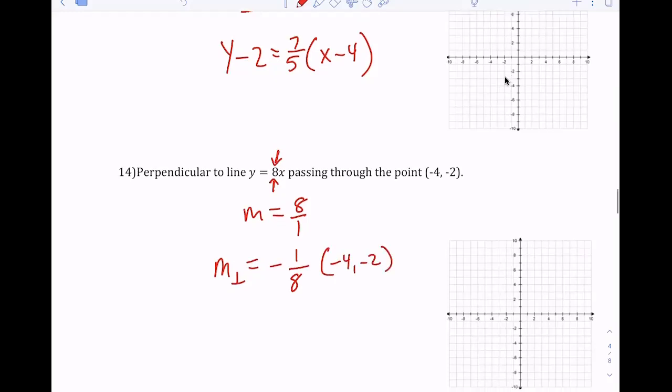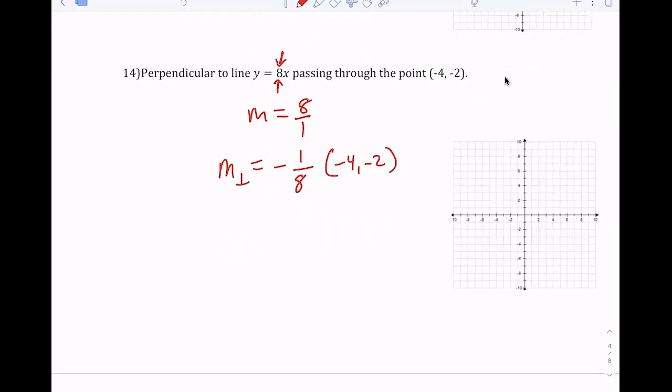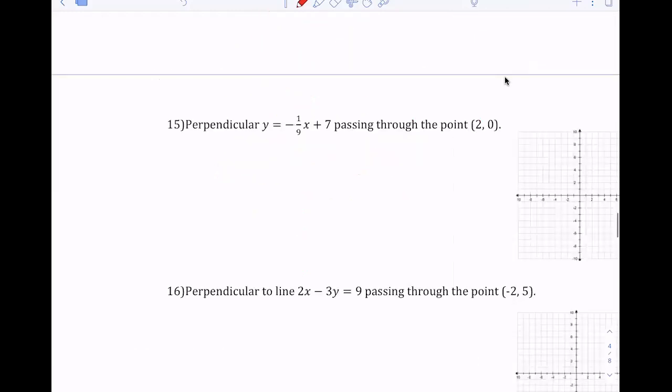All right, write the equation. Go. Keep going. All right, I feel like we're making some progress here. All right, here we go.